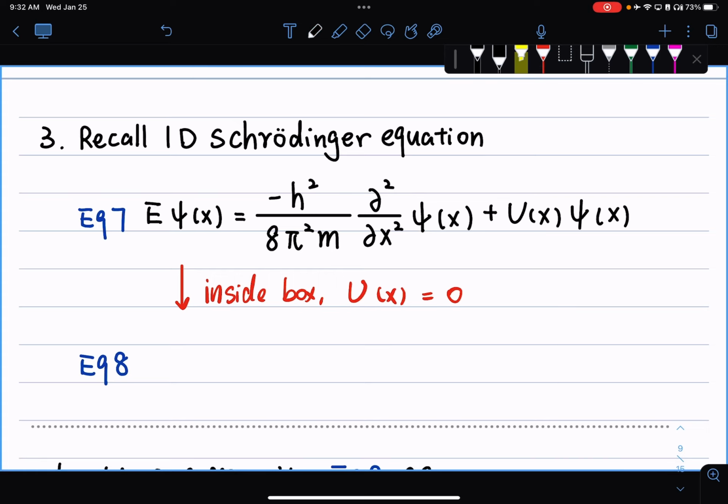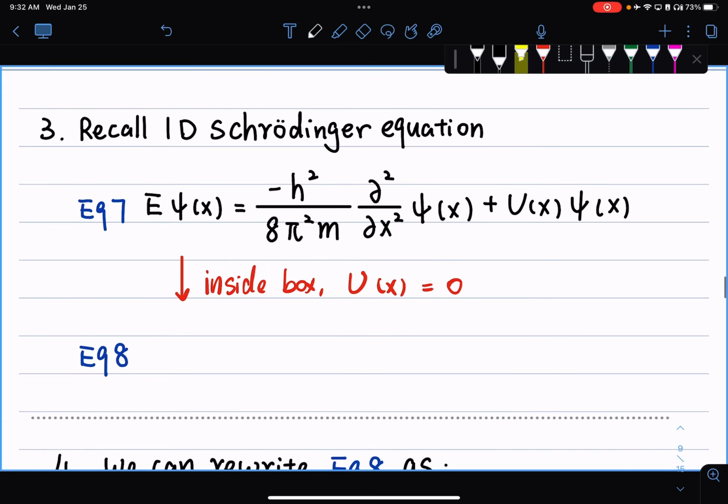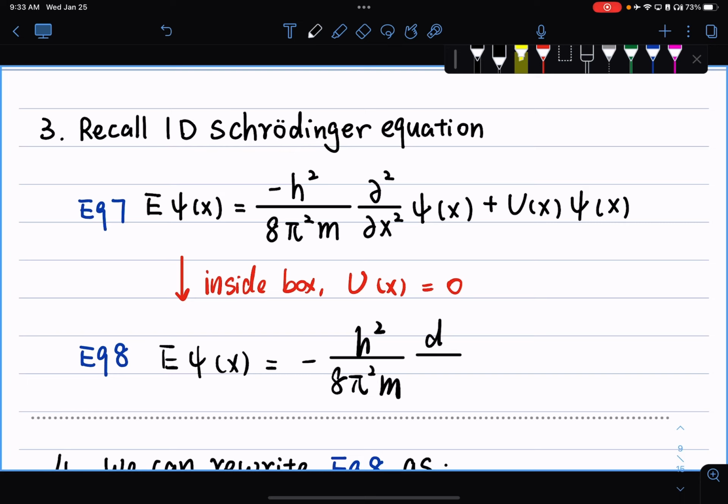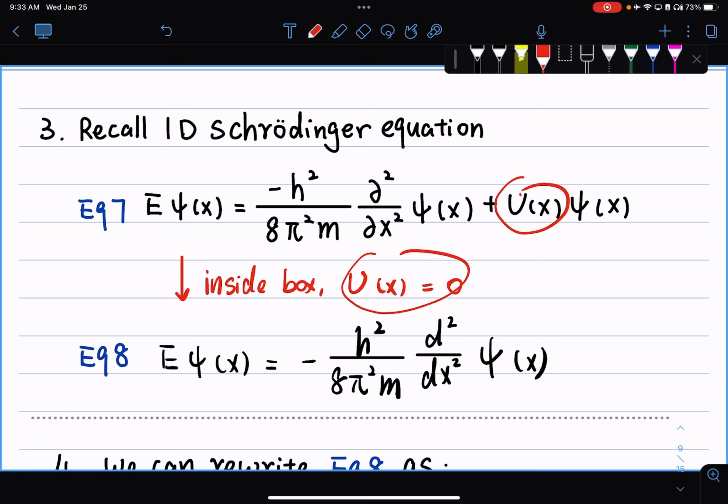All right, so inside the box, we can simplify this one-dimensional Schrödinger equation into E times phi(x) equals negative h squared over 8 pi squared m, d squared/dx squared of phi(x). U(x) equals 0, so this term goes to 0. I don't need to show the potential term. So that's the differential equation we have.